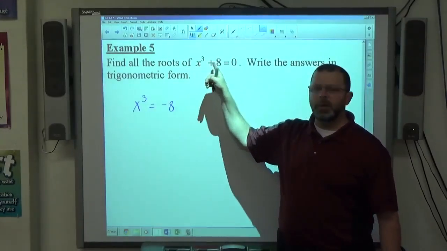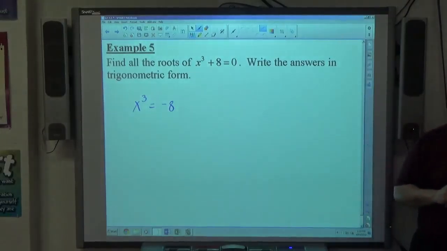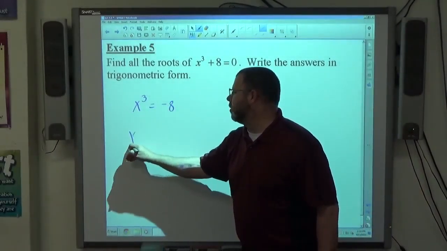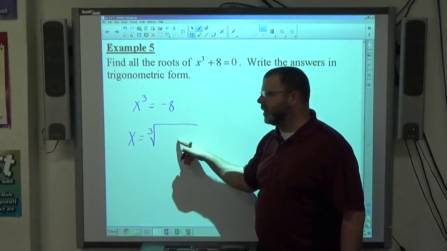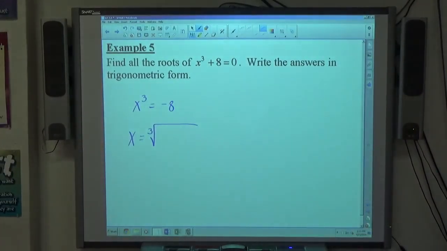If it was x cubed plus 3x squared plus 8 equals 0, now we can't use DeMoivre's theorem to do it. So, with that being said, the problems you're going to get in this section will all be workable with DeMoivre's theorem. All right. So if x cubed equals negative 8, that means x is going to equal the cube root of negative 8. But instead of writing negative 8 in here, what I want to do is write the trigonometric form of negative 8.